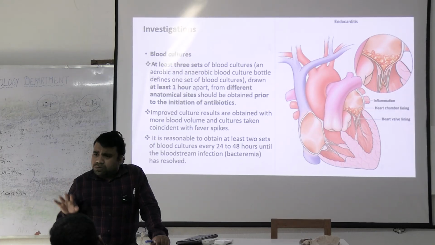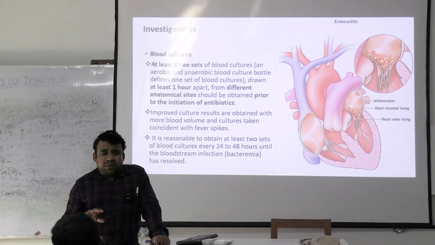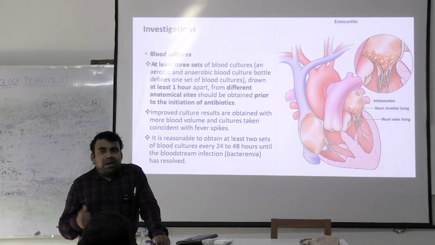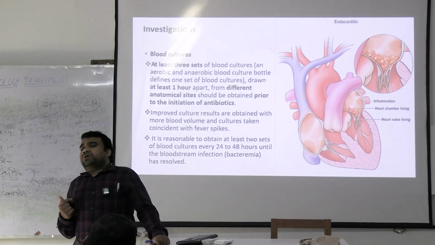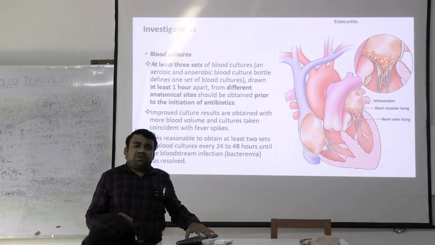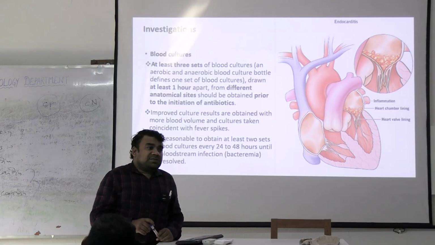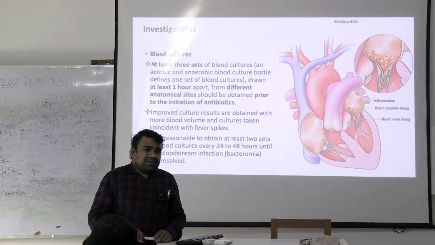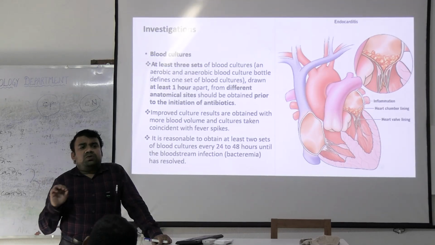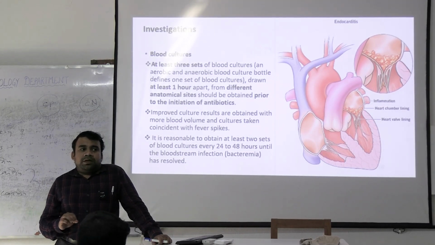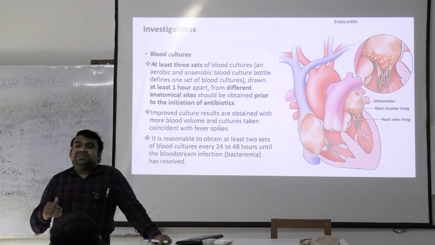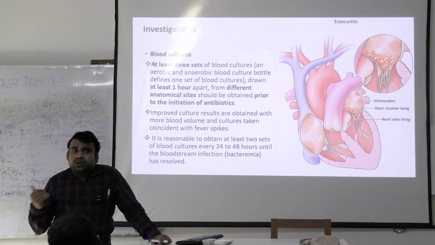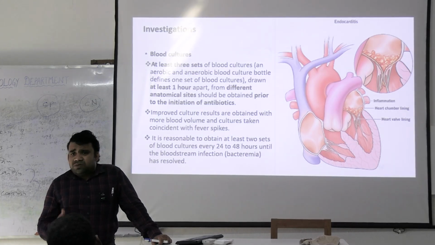I think you already know how to take a blood sample, but the question comes, when to take and how many? That is very important, because you have to remember, even though the organism is present within the bloodstream, the organism is present within the vegetations. That means there is not continuous seeding. It will be intermittent bacteremia. So you need to take multiple sets of blood culture. Then only you can get the results as positive. Otherwise, you will get a false negative result.